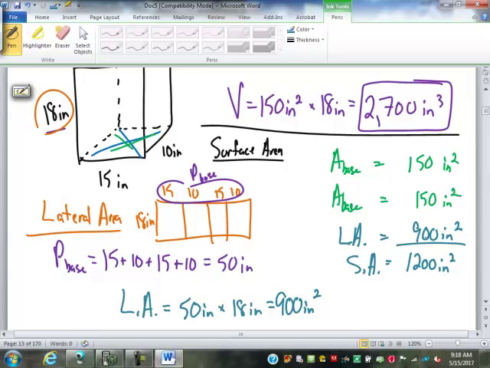So the total surface area, we add up the 150 plus another 150 plus the 900 is 1,200 inches squared, or square inches.